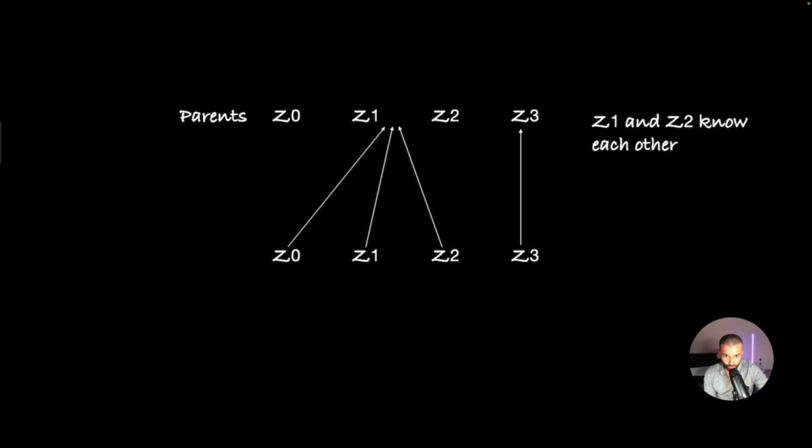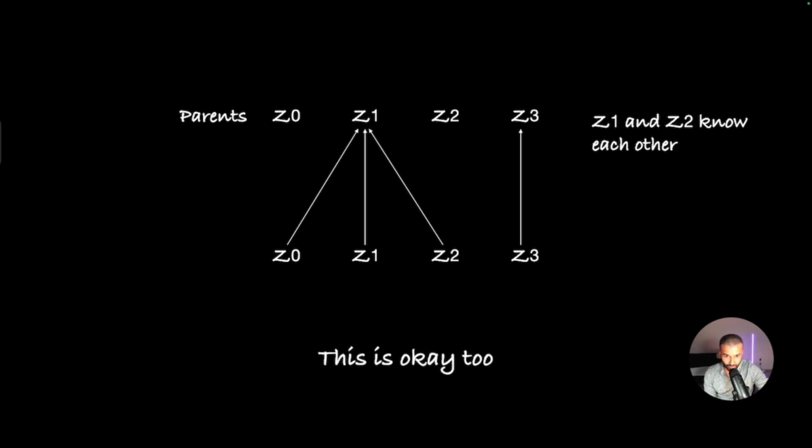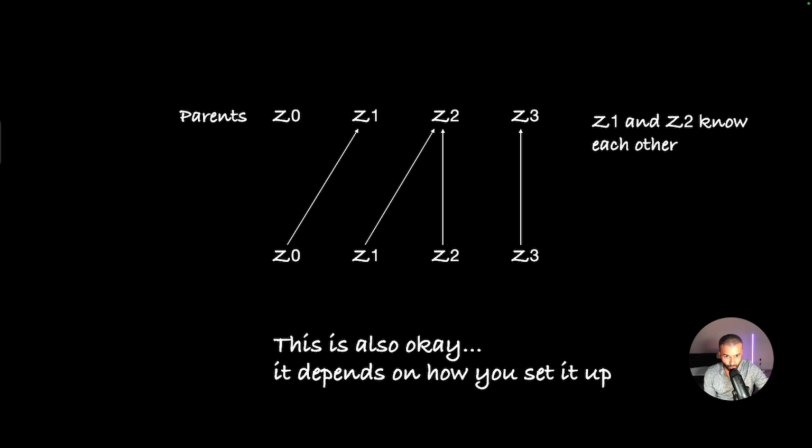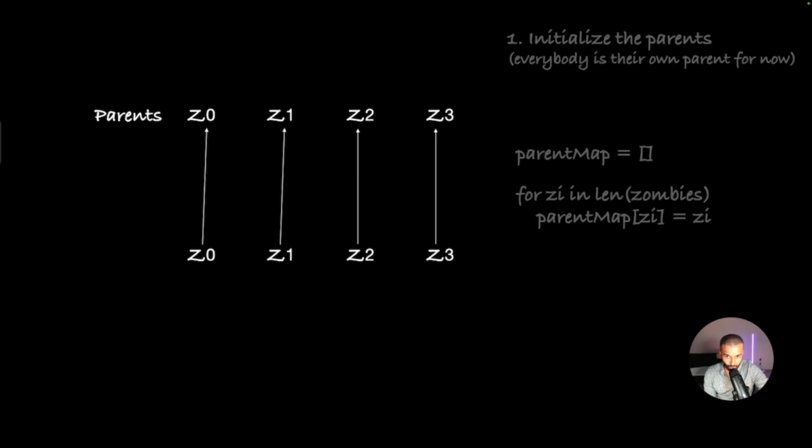But you should also know that this is totally fine as well. You could say, I want them all to point to Z1. Or you could do something like this, and this should also work. It really depends on how you set it up. So for the duration of this video, we're going to use this graph that you see here, and I'll show you how it works.